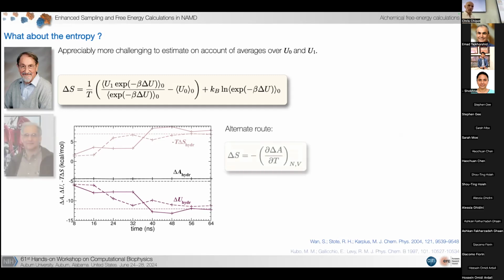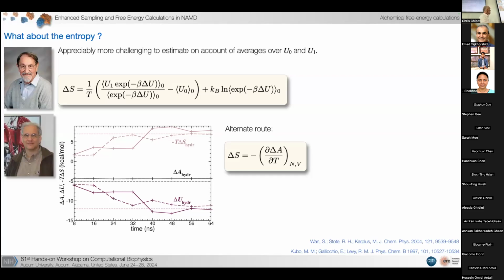Another way to get the entropy, and this is Ron Levy here, is to use this identity. This is actually annoying. I'm going to stop this. Let's stop later. Actually, it's blinking. I'm not sure why it's blinking, but it's okay. Yeah, it's fine. Let's not worry about it.